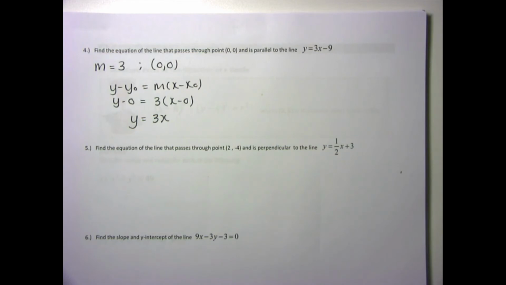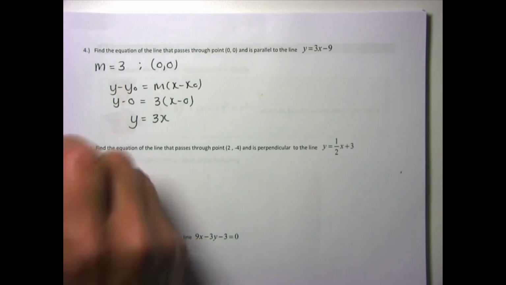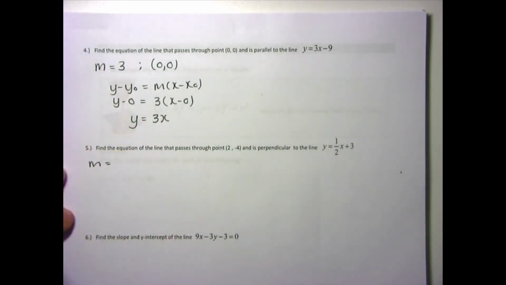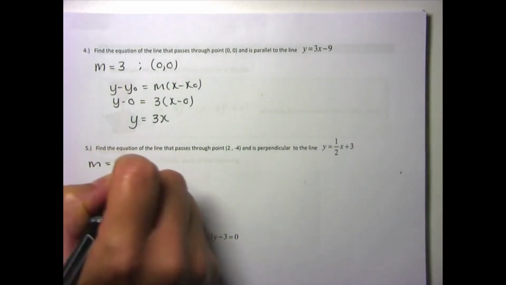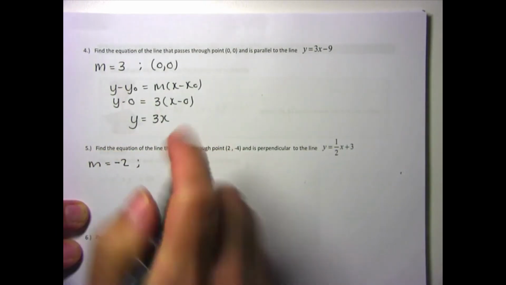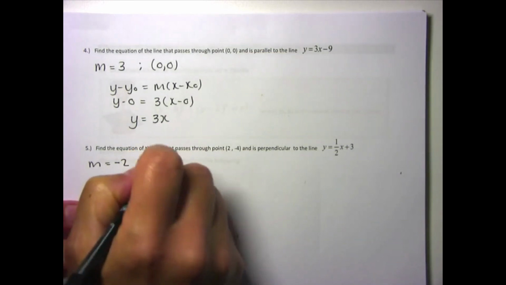Number 5 says find the equation of the line that passes through the point (2, -4) and is perpendicular to the line y equals 1/2 x plus 3. So again, let's quickly determine, for my line that I'm looking for, what will the slope be equal to? It's going to be the negative reciprocal of this line. So the reciprocal will be 2, negative will be minus 2. All right, the point is given here, so it is the point (2, -4).